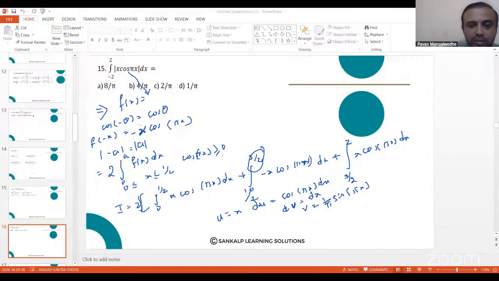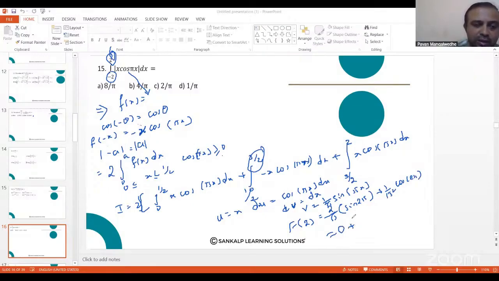f of, just a minute students. Because the operation is from -2 to +2, it gives f of 2 is equal to 2 by pi into sine of 2 pi plus 1 by pi square into cos of 2 pi, which can be given as, sine of 2 pi is 0, so it is 1 by pi square into 1, which is equal to 1 by pi square.